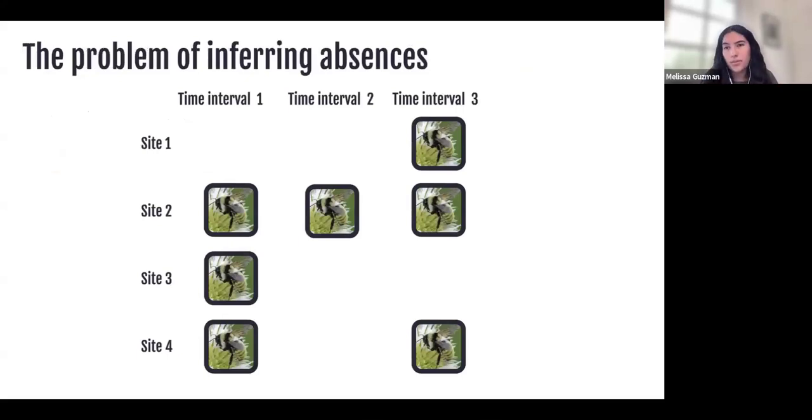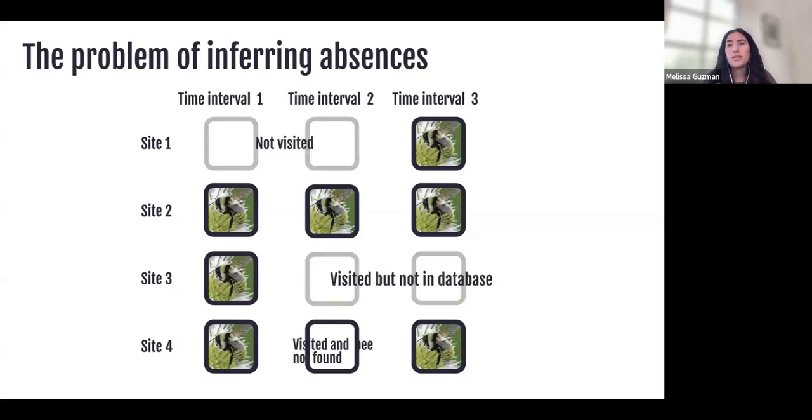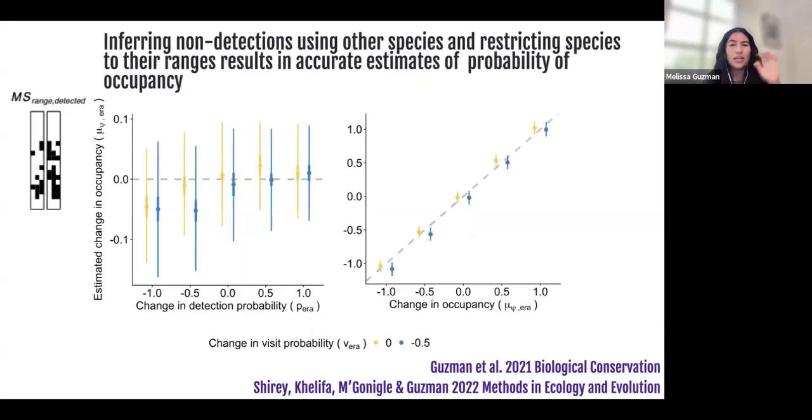Now, the main problem that we have when we have presence-only data is that somehow we have to infer absences, right? In the naive approach, we might be able to take all of the data from GBIF and bin it across space or across time. But filling those site and time interval combinations with zeros might be misleading. Mostly because some of these sites and time intervals may not have been visited, or they were visited and not databased, or they were indeed visited and we didn't find the species.